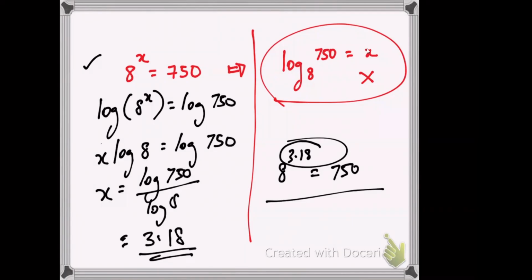So log 750 divided by log 8 is, oh, wait, sorry, I got a different answer. Log 750 divided by log 8 equals 3.1836. Now if I do that, 3.1836, I hope to get a better answer. 8 to the power 3.1836. Yep, 750.02. So yeah, that's pretty good.